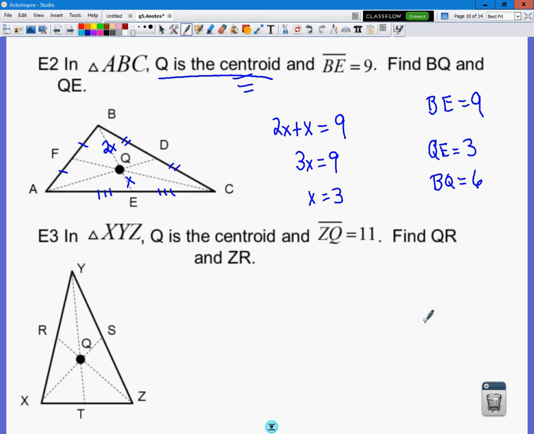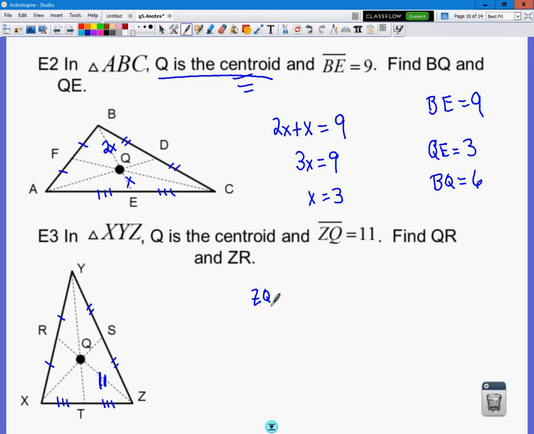Questions on example 2? In example 3, it says Q is a centroid. Again, if it's a centroid, I'm going to go ahead and mark the midpoints of the sides of the triangle. It said Z to Q was 11. This is 11.